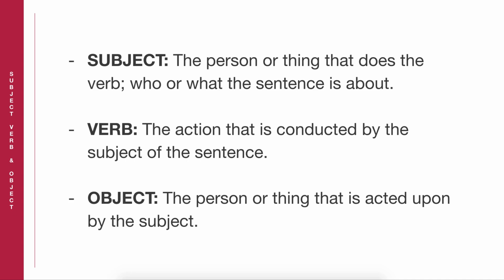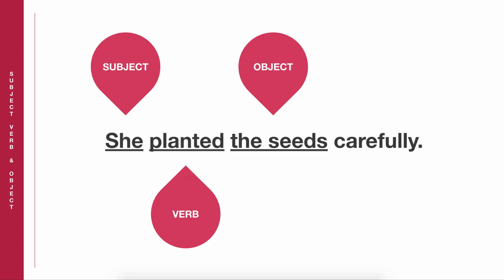Now, as a quick review, the subject of the sentence is the person or thing that does the verb in the sentence. The verb is the action that is in the sentence, and then the object is the person or thing that is acted upon in the sentence. So, for instance, in this sentence, we have: She planted the seeds carefully. She is the subject, planted is the verb, the seeds are the object.